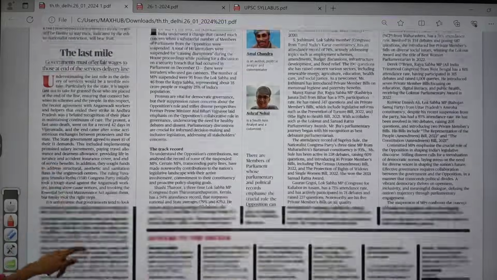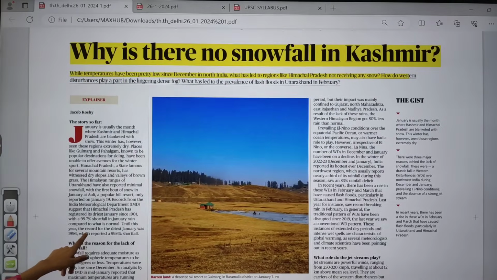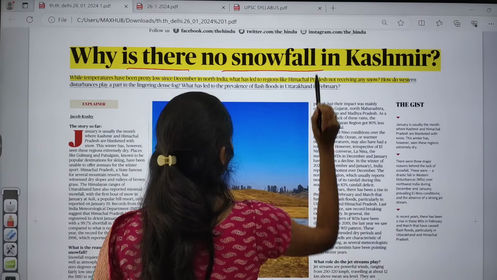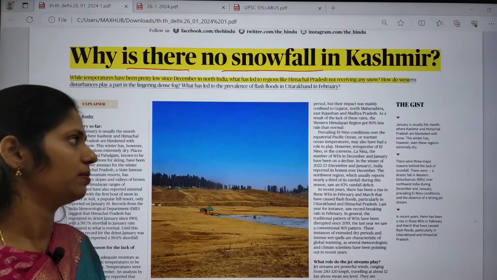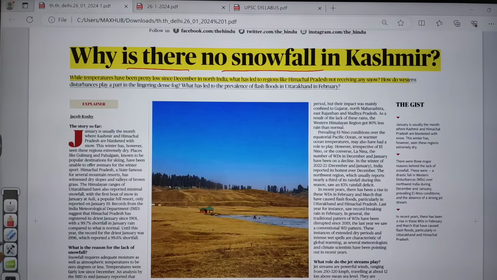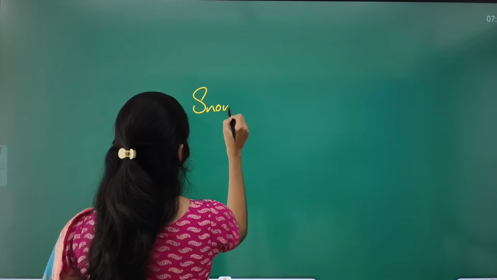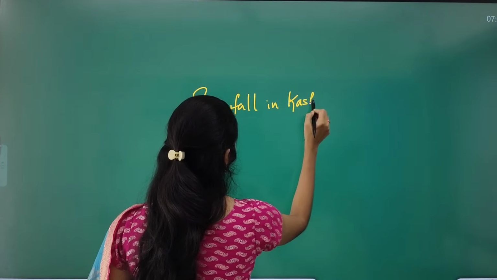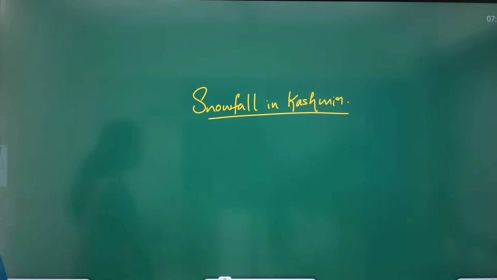Okay, now let's move back to the paper. In this context, there are two articles which are very important. The first one is, why is there no snowfall in Kashmir? This article is important from your GS paper 3 as well as GS paper 1. It is talking about snowfall in Kashmir.